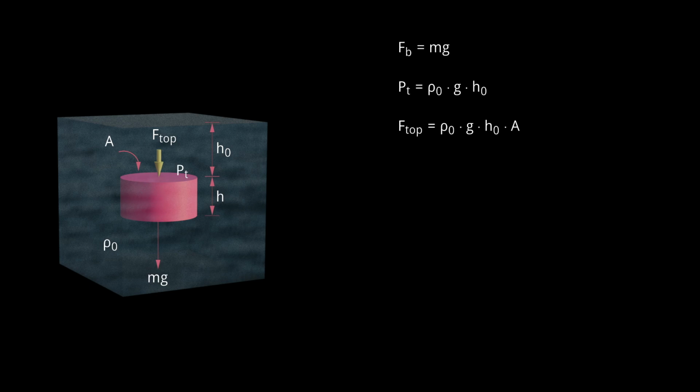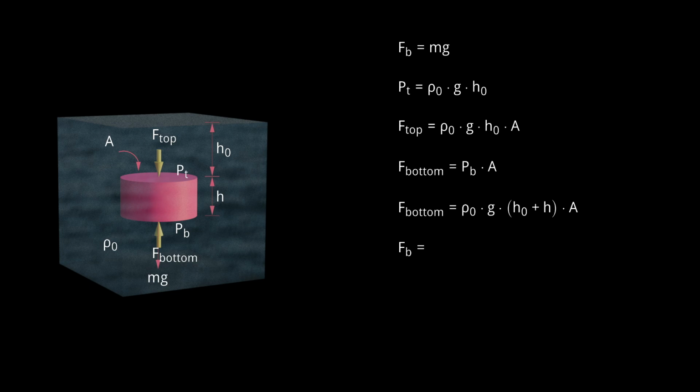Now let's look at the force acting on the bottom of the cylinder. Just like before, we find it by multiplying the pressure at that depth by the area of the surface. To figure out how deep the bottom is, we add the depth to the top of the cylinder, that's h0, and the height of the cylinder itself. Since the bottom is further down in the liquid, the pressure there is higher. And because pressure is higher, the upward force on the bottom surface is also stronger.